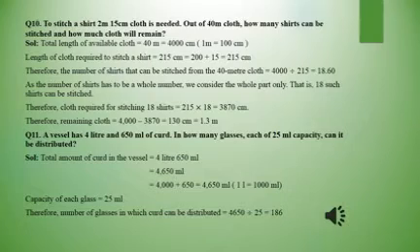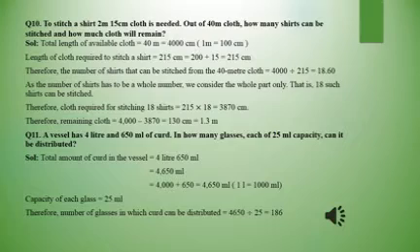So our next question is question number 11, which states that a vessel has 4 liter and 650 ml of curd. In how many glasses, each of 25 ml capacity, can it be distributed? So we have a vessel in which we have 4 liter 650 ml of curd. And we have to distribute this curd into glasses, and each glass has a capacity of 25 milliliter. That means it can hold 25 ml of curd. So we have to find into how many glasses can we distribute this curd.